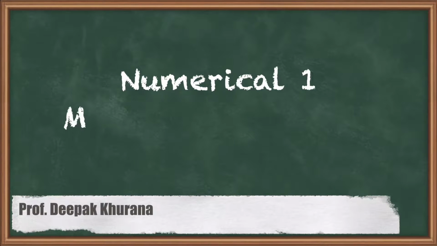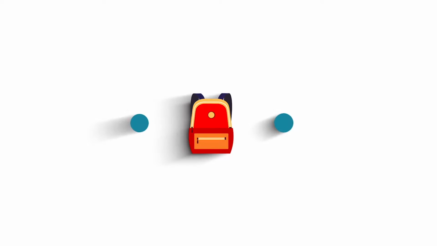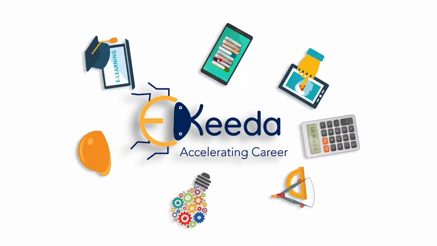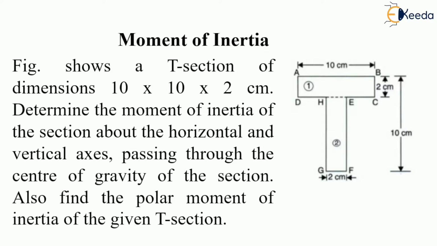Hello students, in this session let us solve this question of moment of inertia. The given figure shows a T-section of dimensions 10 by 10 by 2 cm. We have to determine the moment of inertia of the section about the horizontal as well as vertical axis passing through the center of gravity of the section. We have to also find the polar moment of inertia of this T-section.